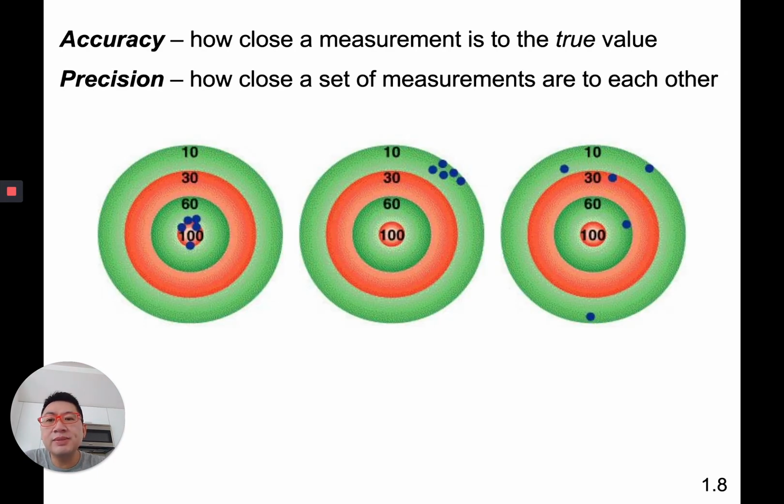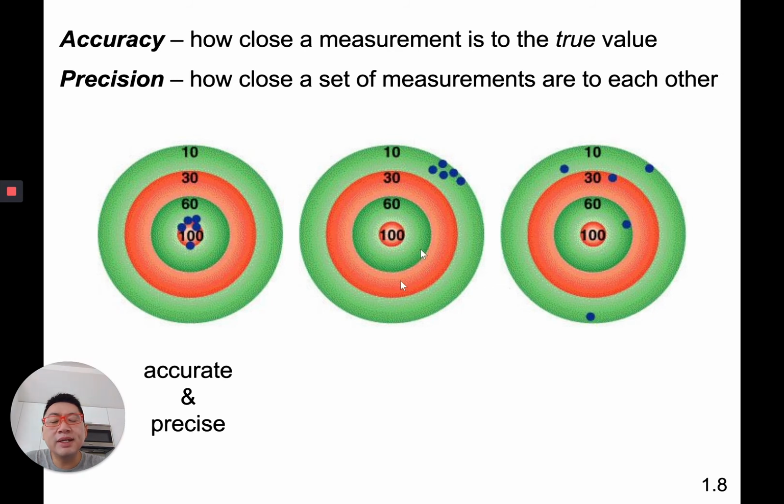A few other terms: accuracy versus precision, before we get to a new topic called dimensional analysis. Accuracy is how close a measurement is to a true value. Precision is how close a set of measurements are to each other. So in here, if I was trying to aim for the center and I threw these darts and they landed there, I'm both accurate and precise, because you aimed for the center and pretty much got it. You got to the true value, and they're pretty close to each other.